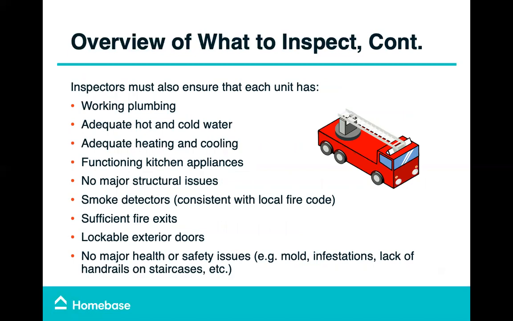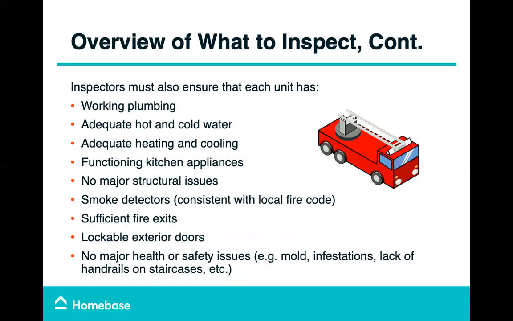You're also going to want to ensure that each unit has working plumbing, so looking at the water quality and supply. It also must have adequate hot and cold water. Again, HUD does not set the water temperature standards. Those are based on local law, so you're going to need to know those. You're going to have to check for adequate heating and cooling, again, based on local and state codes and what they say about what is adequate. Each unit has to have functioning kitchen appliances, including a refrigerator that can maintain a low enough temperature to prevent food spoilage.